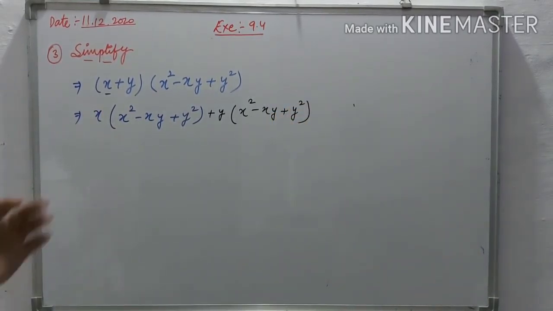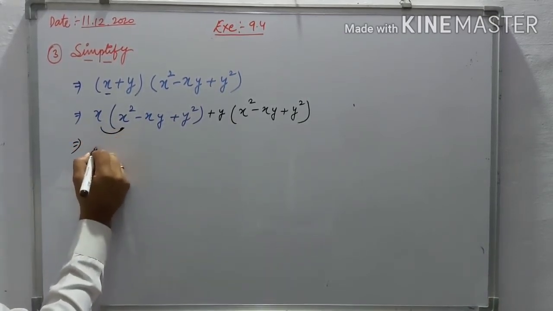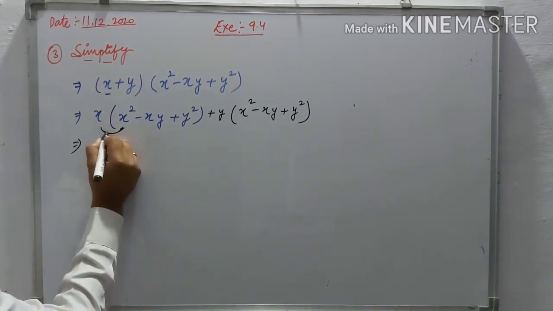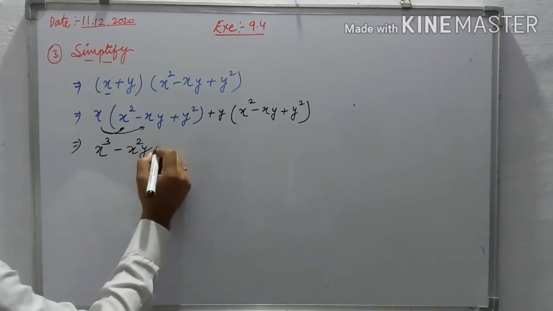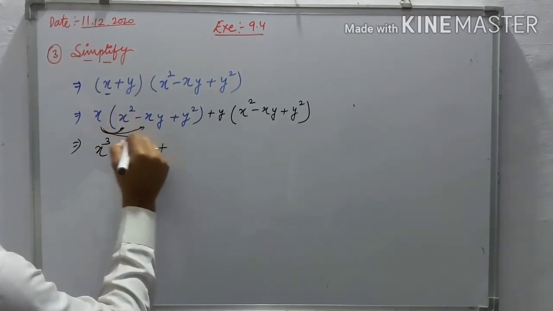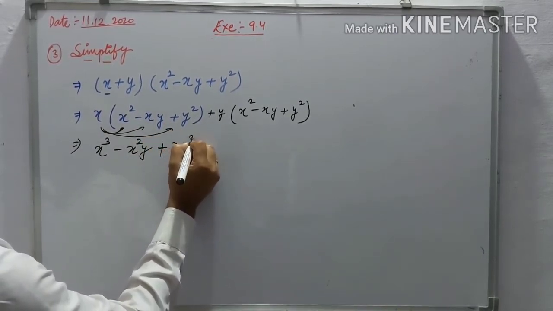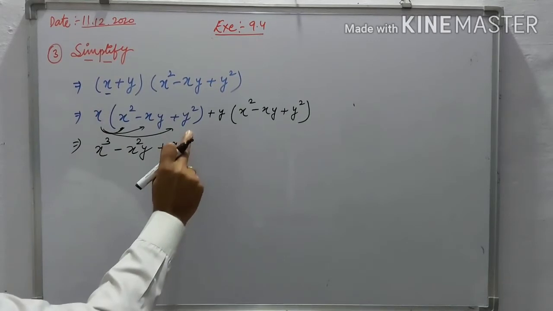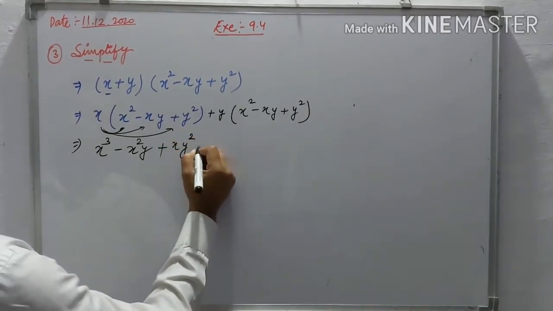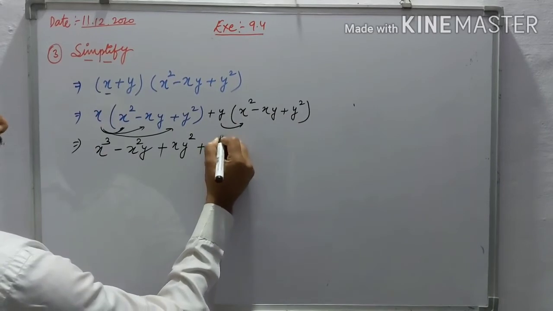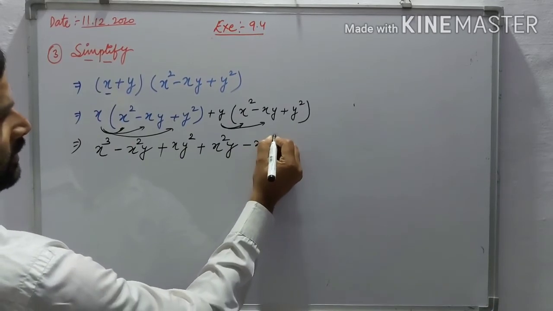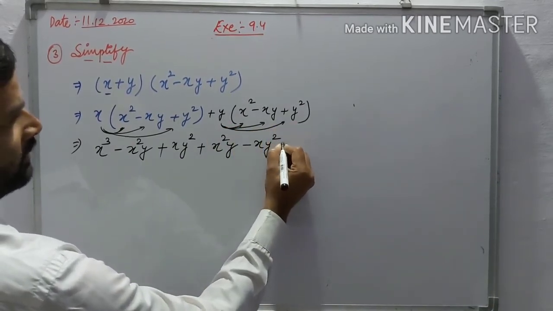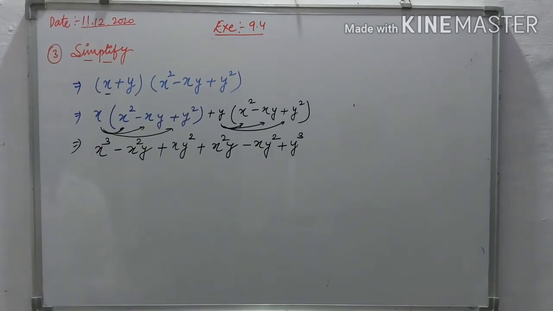And next is monomial multiplied by trinomial, they will change. First is x power 3, second multiply minus x square y, third multiply is x y square. Plus here multiply x square y, again multiply is minus x y square, third multiply plus y power 3.